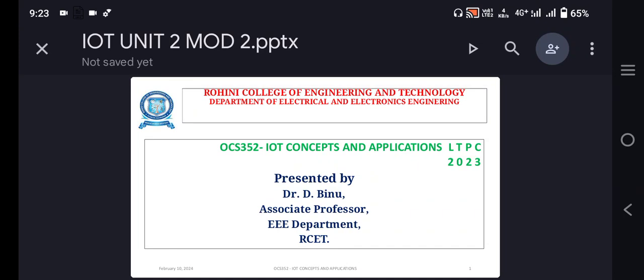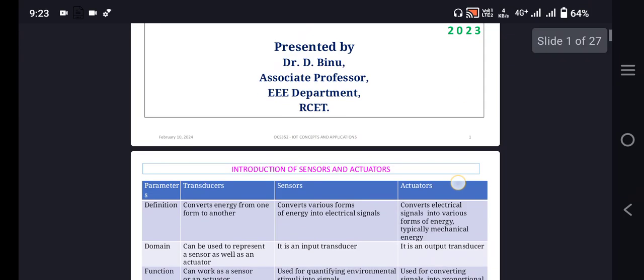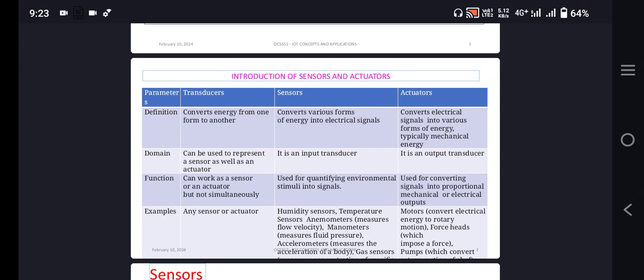I'm Dr. Binu. The second module in the second unit is sensors and actuators. Sensors and actuators are the basic functional elements in the IoT system. The differences between transducers, sensors and actuators are defined by means of different parameters.